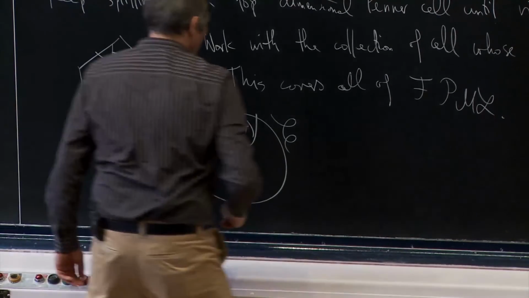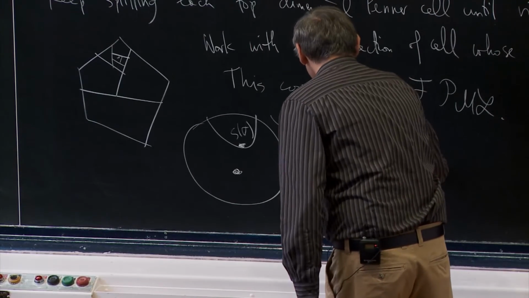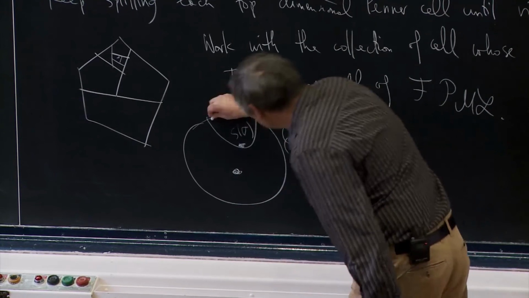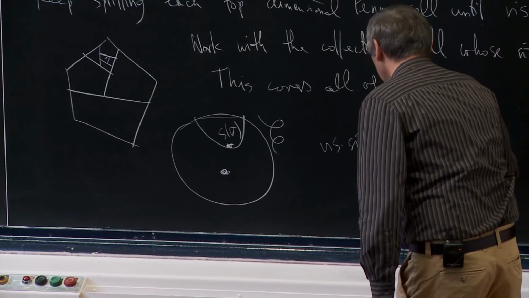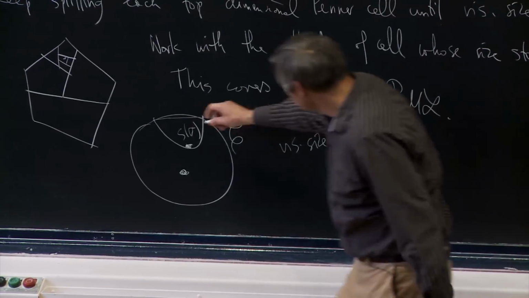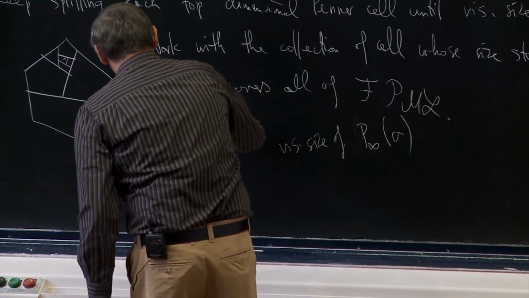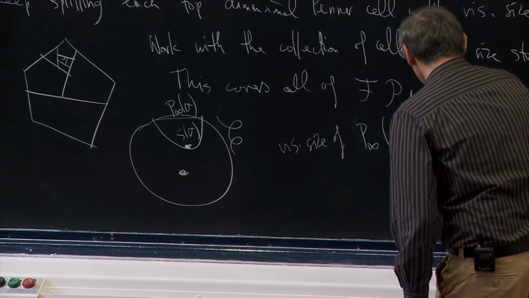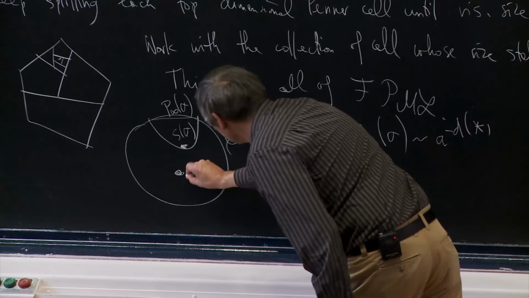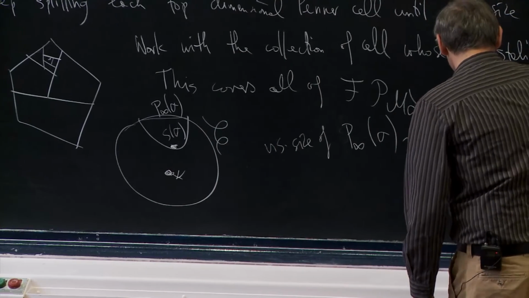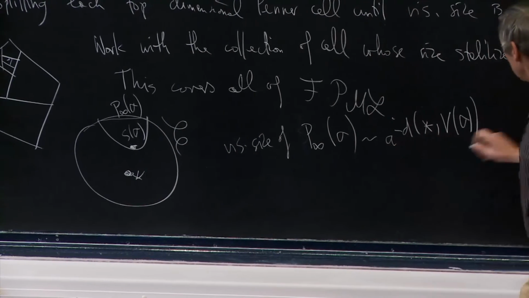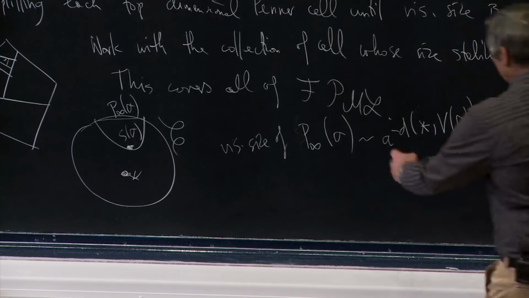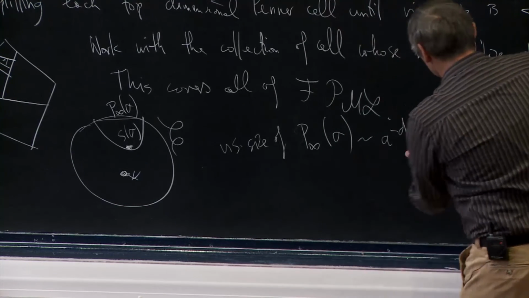Okay, so it turns out that the visual size, visual diameter, of S of sigma, of the boundary of S of sigma, so this is really P infinity of sigma. Remember, S of sigma is a convex hull of P infinity of sigma. The visual size of this set is roughly A to the minus the distance from the global base point to the base point for S of sigma, so this is the vertex cycles of S of sigma, where A is some constant bigger than 1 that you have to choose to define the visual metric. Okay, so up to multiplicative error, this is what the visual size is.